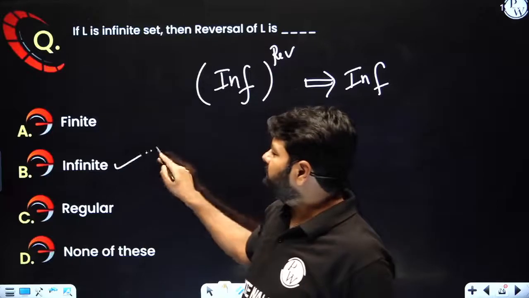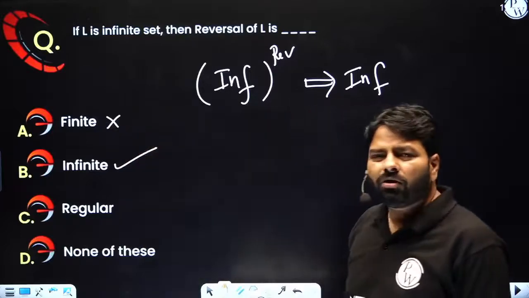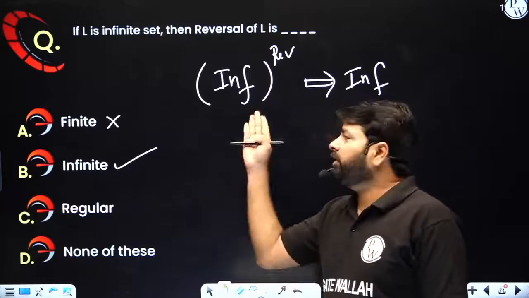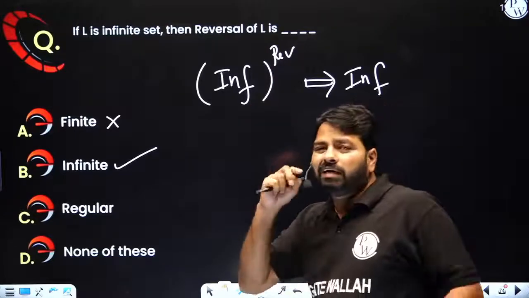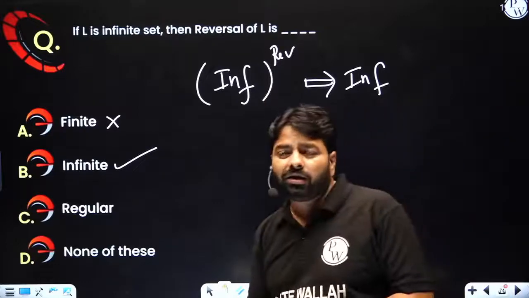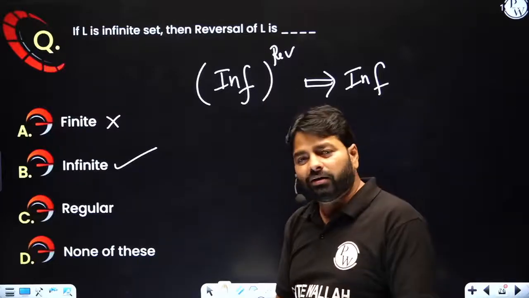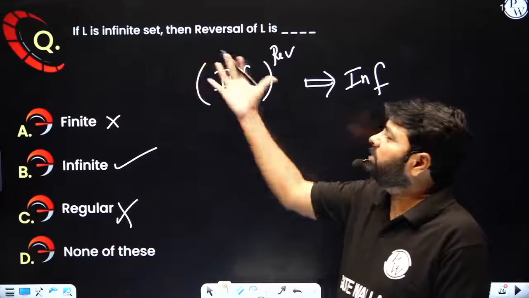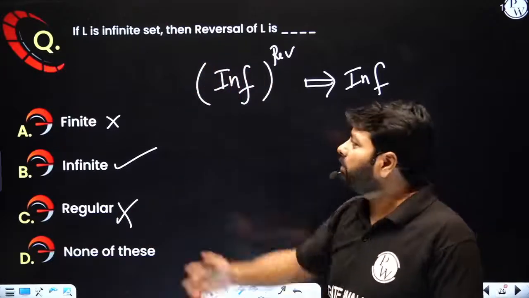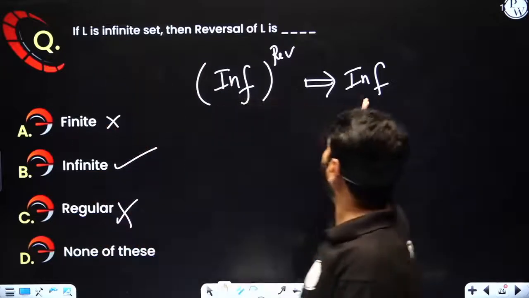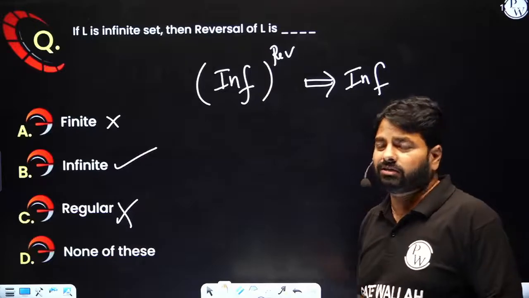So it's infinite, but is it regular or not? That depends on what infinite you have taken. If the infinite you have taken is regular, then the result will be regular. If it is non-regular, the reversal you get will be non-regular. So you can't choose, because you don't know which infinite you are talking about. I have not given that L is regular but infinite. In case I give that, then the result is definitely infinite and regular. Okay.